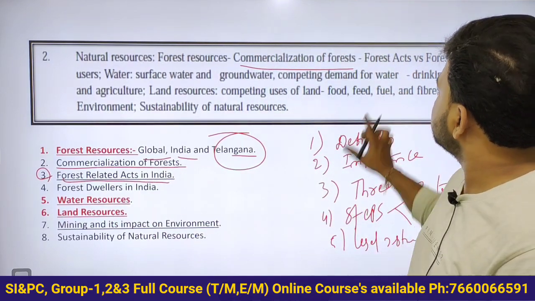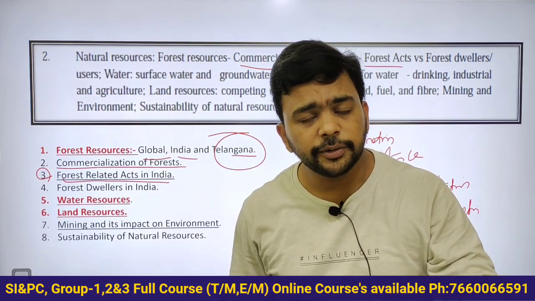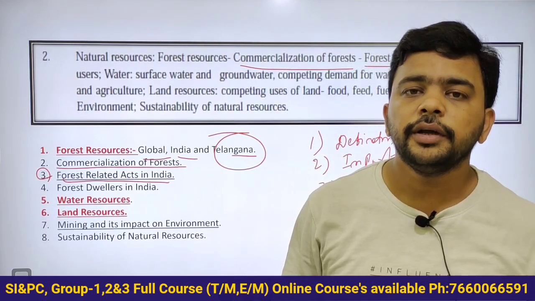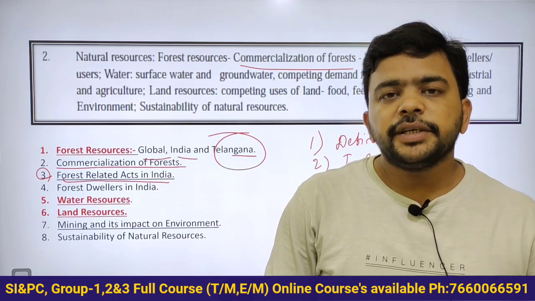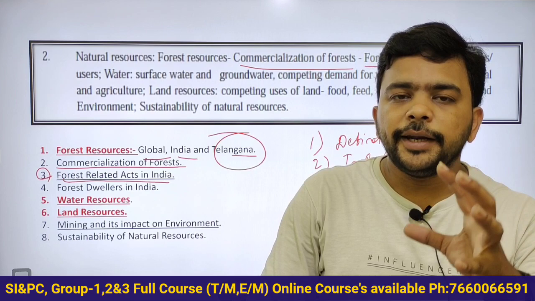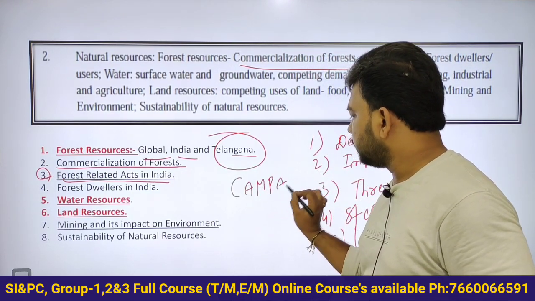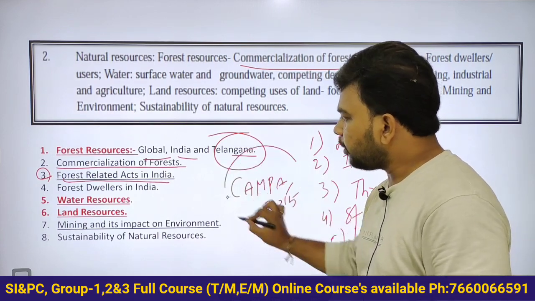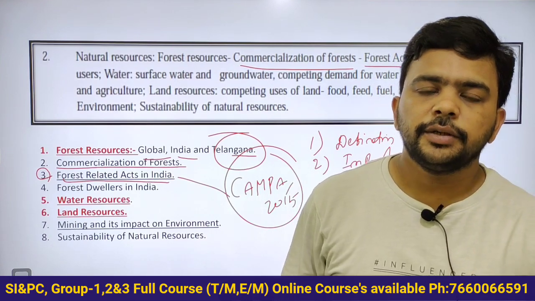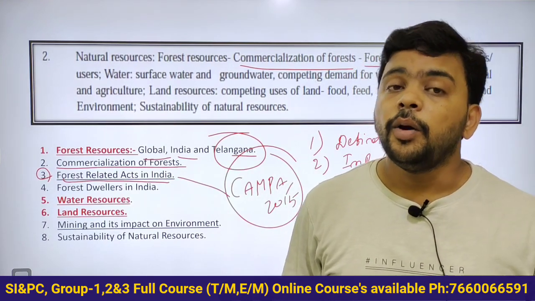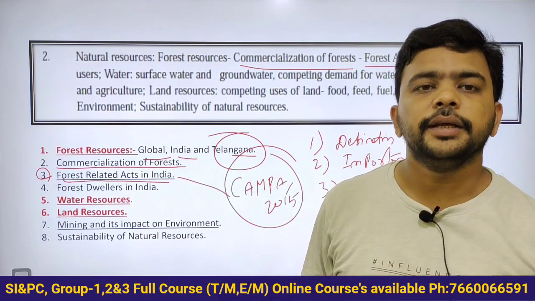Then forest related acts in India. So what are the forest acts in India? I told you: the Forest Act 1927, the Forest Conservation Act 1980, and the Compensatory Afforestation Fund Management and Planning Authority, or simply the CAMPA Act 2015. So these are all forest related acts in India. What are the provisions? What are the conflicts? What are the cases related to these acts? All of them we will discuss in detail.